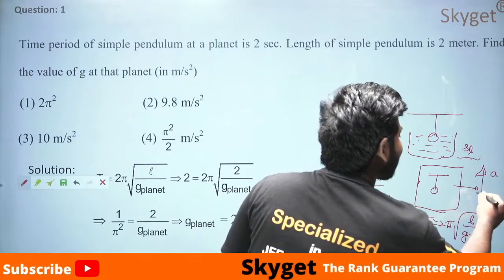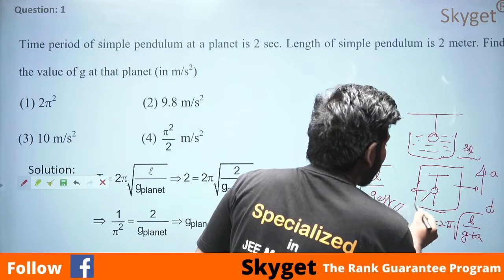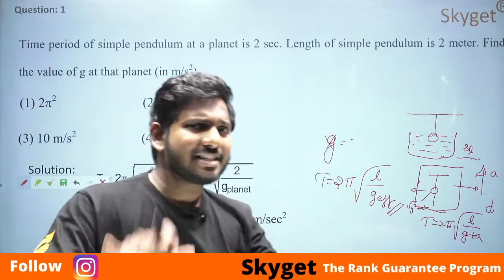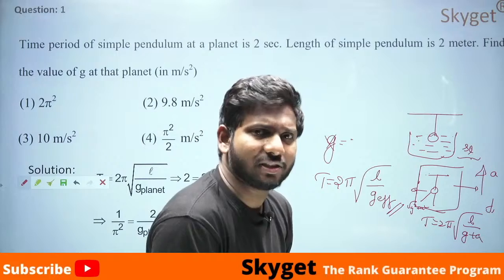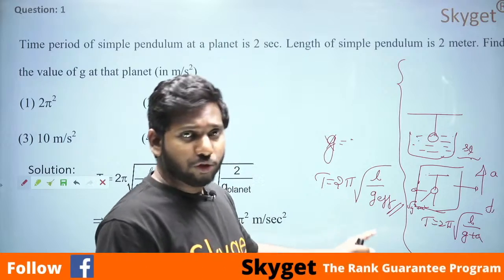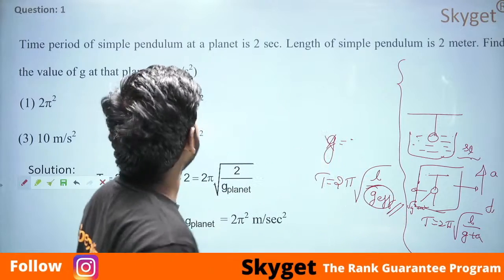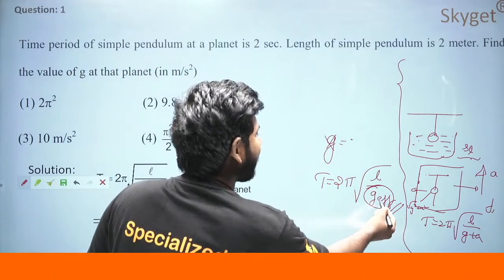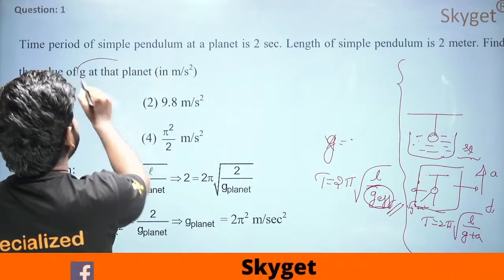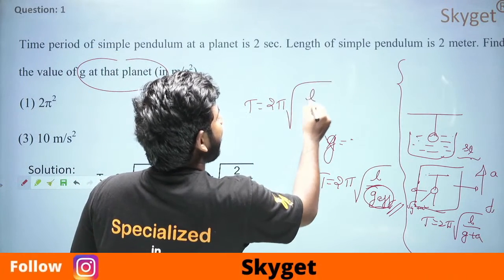If it is in a car accelerating in the forward direction, there will be a pseudo force on it. The time period will be 2 pi root over L by root over g square plus a square, which is the effective acceleration. These are the cases you might have studied while practicing in short revisions. Connecting to these cases, if you know the formula 2 pi root over L by g effective, what is the effective g on the planet? Here, g effective will be the acceleration due to gravity on the particular planet. So the time period is 2 pi root over L by g planet.